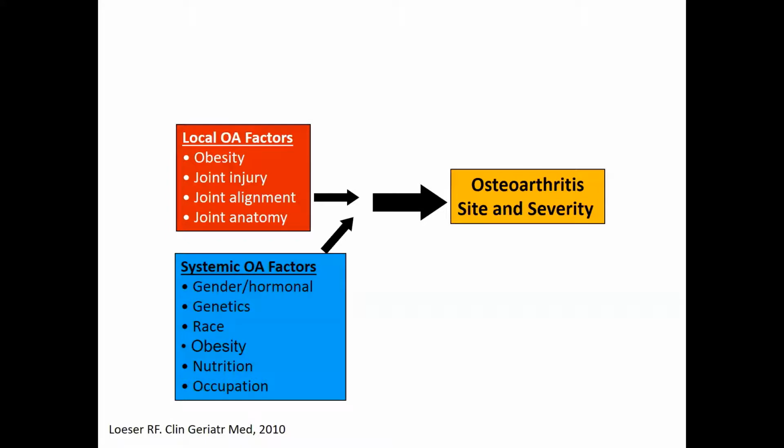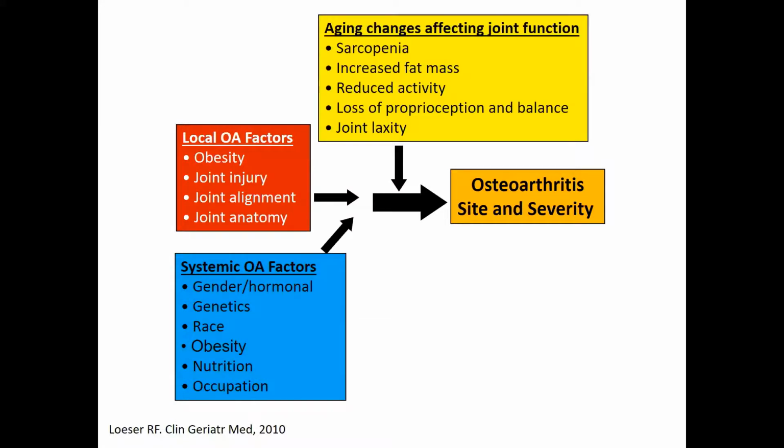So in terms of OA, we've talked about the local factors, the biomechanical factors, systemic factors. Then what about aging? So there are aging changes that affect your joint function. So sarcopenia refers to the muscle loss with aging, particularly muscle weakness. With age, we have increased fat mass, less active, some changes in proprioception and balance, and some increase in joint laxity. All of these things seem to be important in why older adults get osteoarthritis.